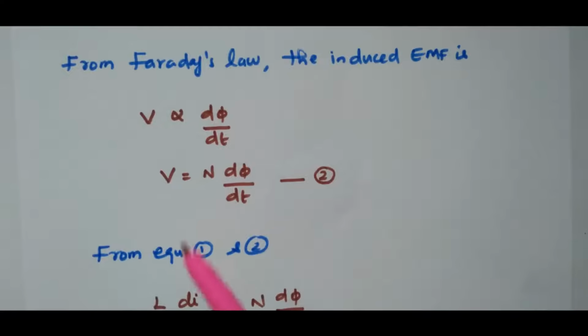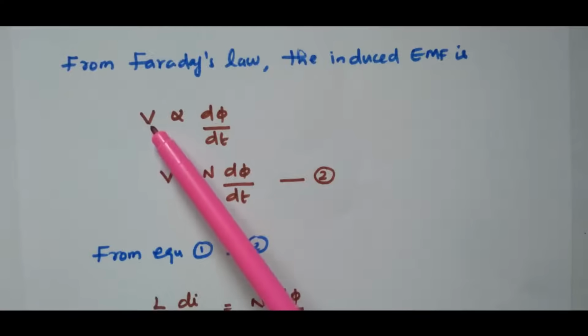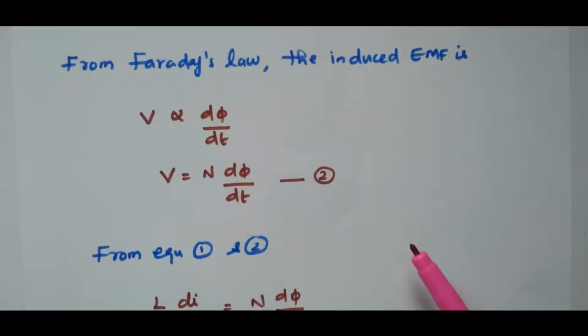From Faraday's law, this induced EMF is also proportional to d phi by dt, the rate of change of flux. Faraday's law clearly states that due to rate of change of flux, EMF is produced. So this V is directly proportional to d phi by dt. While equating, we introduce the constant N, because the flux depends upon the number of turns in the coil. So V equal to N d phi by dt. You take this as equation number 2. So we have one equation, V equal to L di by dt, and equation 2 is N d phi by dt.